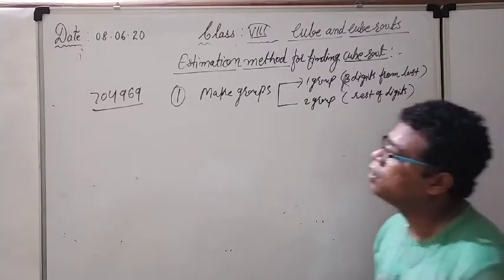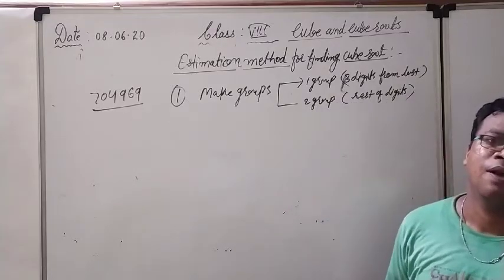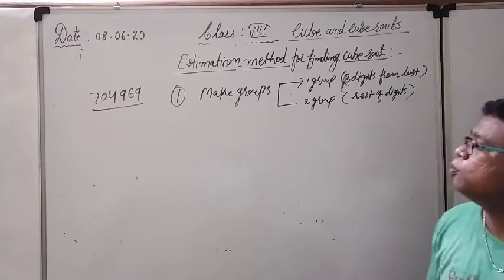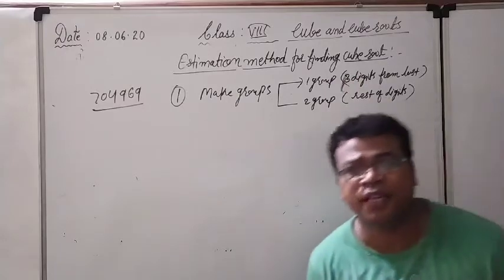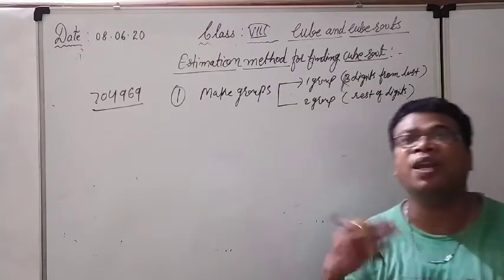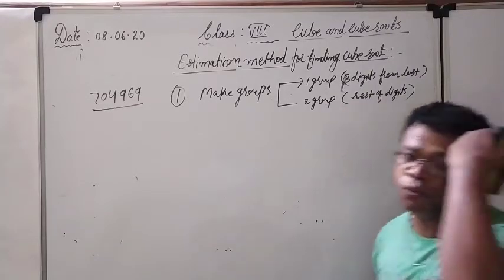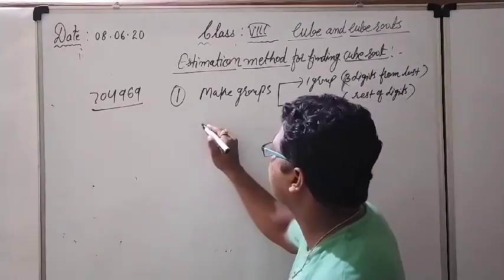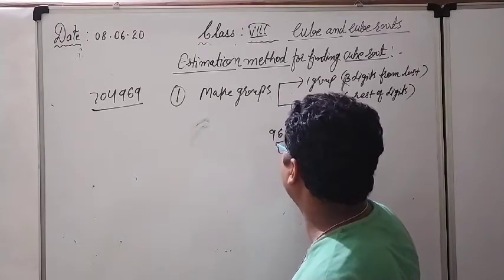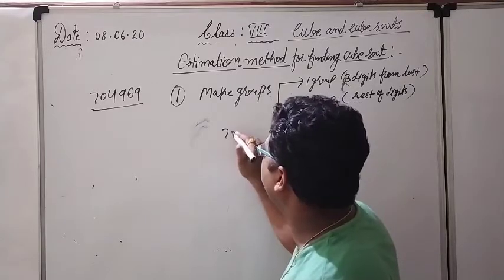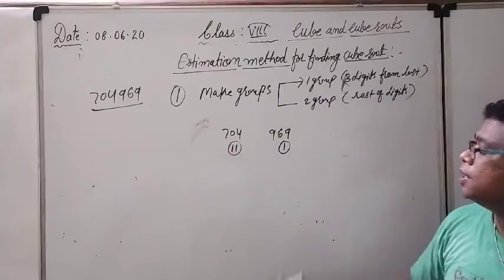Try to understand. First we have to see the question, and after that we have to make 2 groups. In the first group we have to always consider 3 digits, from the last, including the last digit, and the rest of the digits we have to consider in the second group. So if this is the question, 969 will be my first group, and 704 will be my second group.